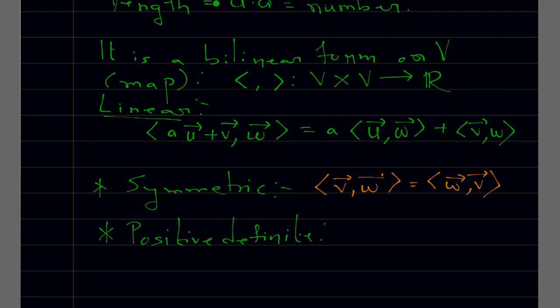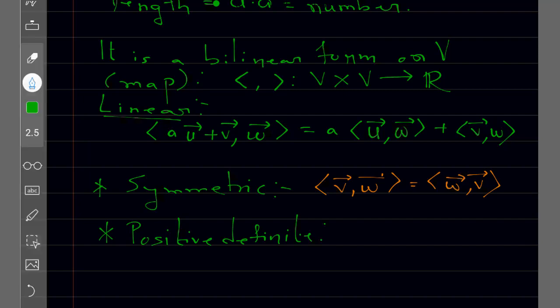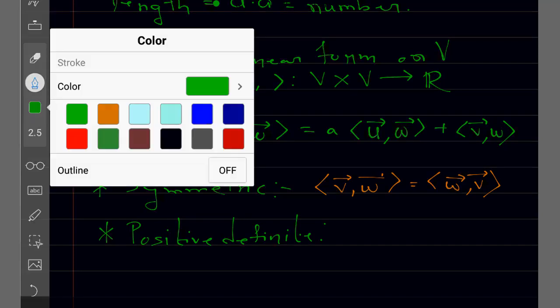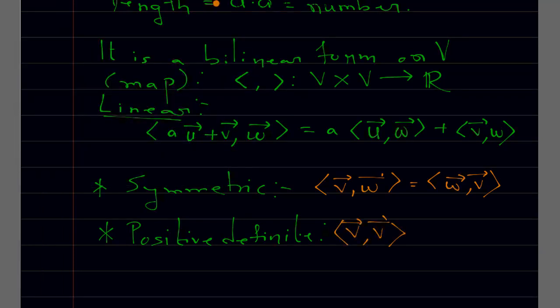So positive definite says that if you take v and the same element and find the inner product, then it should always be greater than 0 for all v belonging to the vector space V. So all vectors v belong to vector space V. This is the condition. That's it.